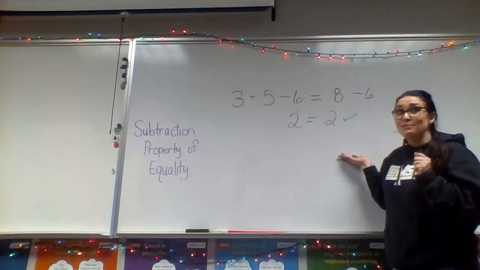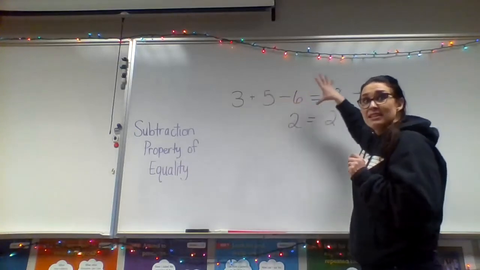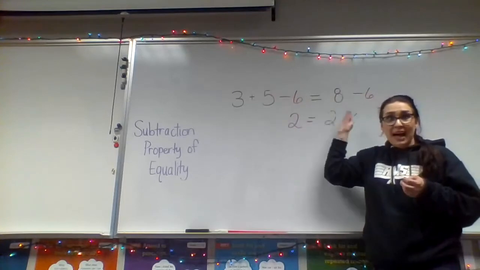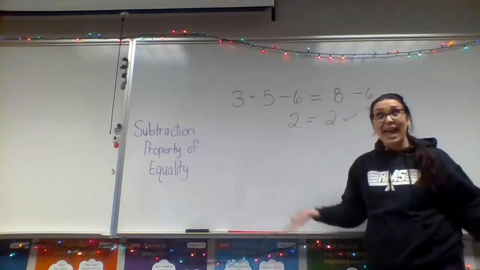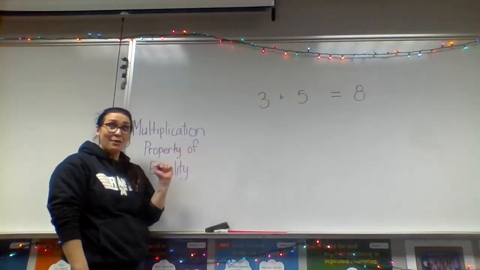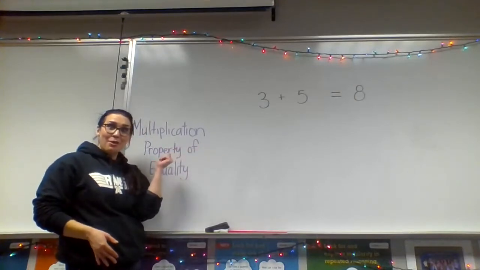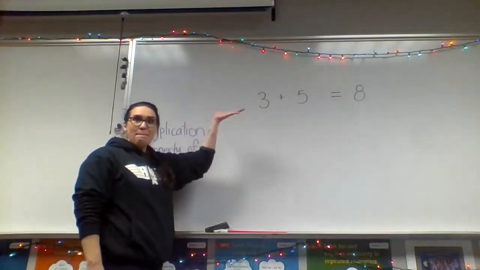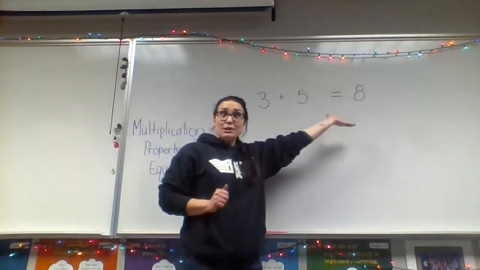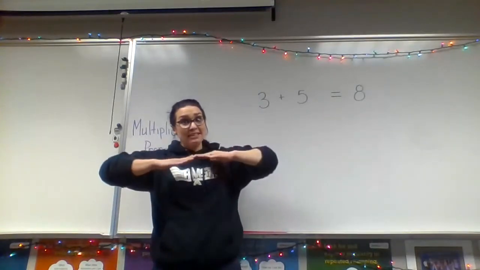So again, that subtraction property of equality means that you need to subtract the same quantity, the same value, from both sides of your equation to keep it nice and balanced. All right, so now we're going to talk about the multiplication property of equality, and I hope you're noticing a pattern. What the multiplication property of equality says, my friends, is that whenever I multiply one side of my equation by something, I also need to multiply the other side of my equation by that same thing so that they stay balanced. Let's look at it more.